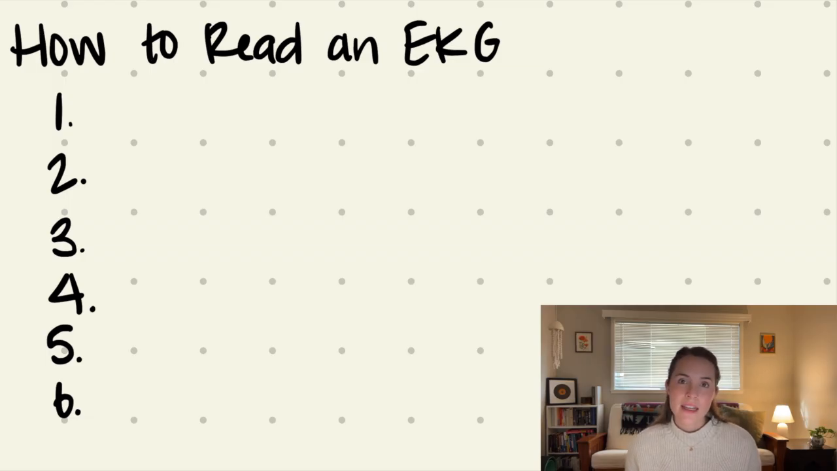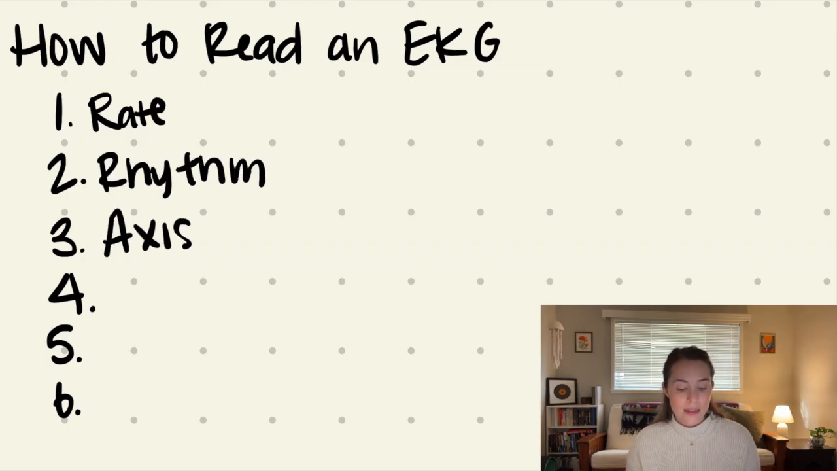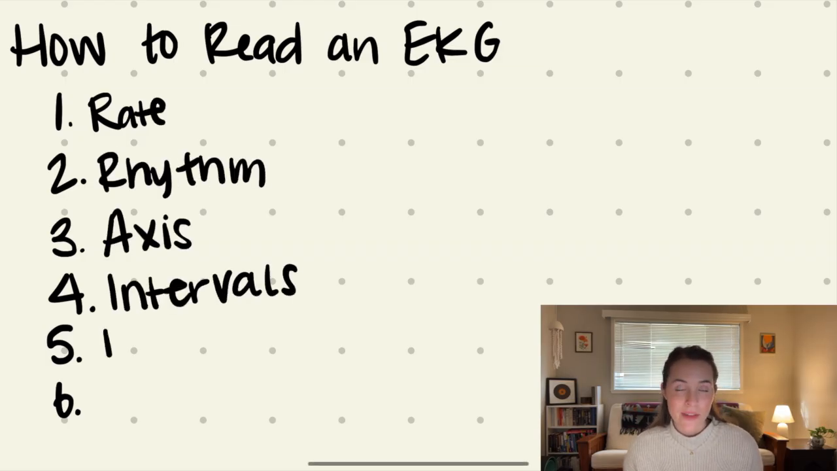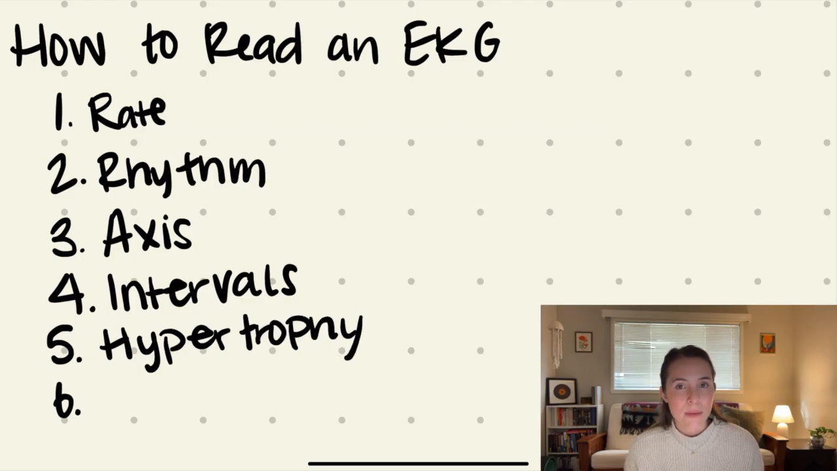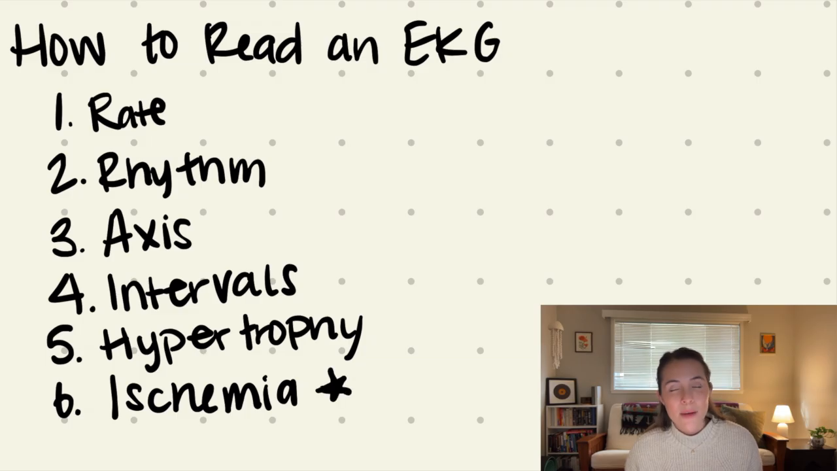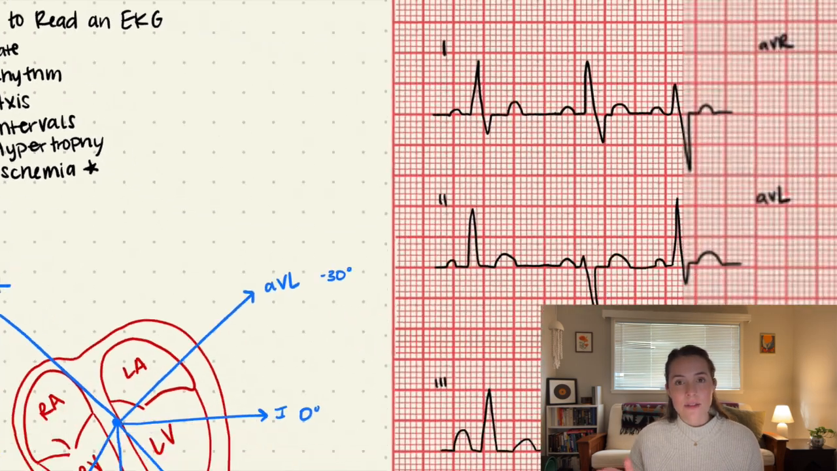So every time I read an EKG, I look at the rate, rhythm, axis, intervals, hypertrophy, and then ischemia. And I save ischemia for last on purpose, because it is, of course, one of the most important things we're looking for, but we don't want to miss all of the other things as well. So let's jump in. The first thing I look at is the rate.